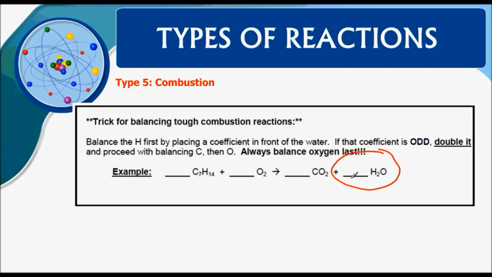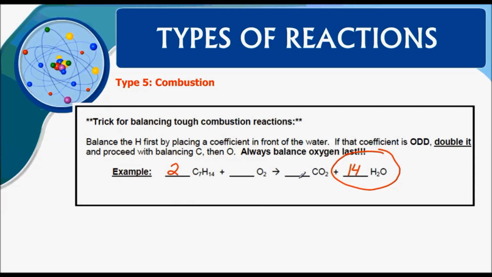So for example, on the left side, I have 14 hydrogens. So I want to put a 7 here, but I can't because 7 times 2 is 14, right? I can't because that's an odd number. So I'm going to double it. Instead of putting a 7, I'm going to put a 14. So that means there's 28 hydrogens on the product side. To make up for that, I'm going to put a 2 in front of the hydrocarbon. And this ends up working out in the long run.